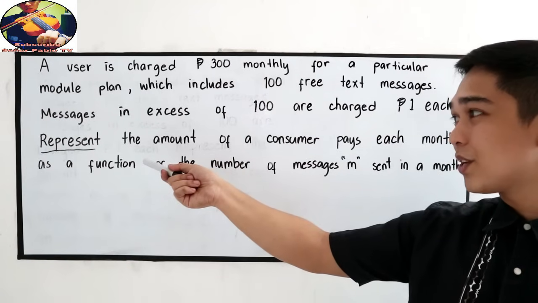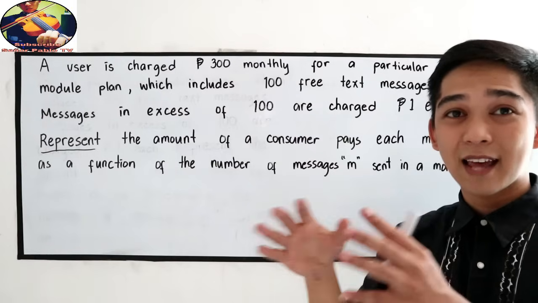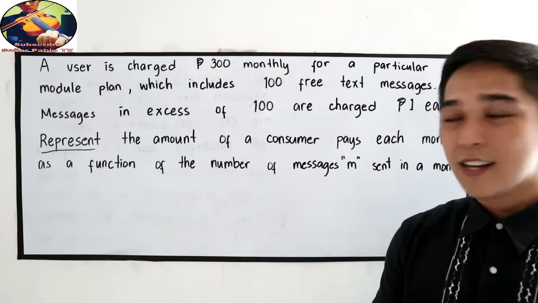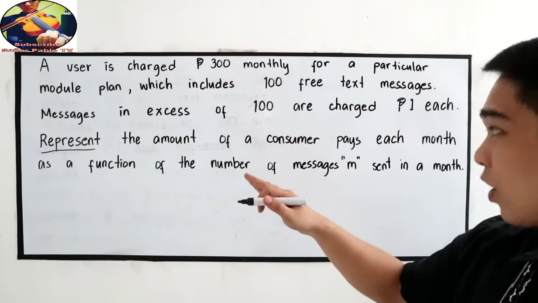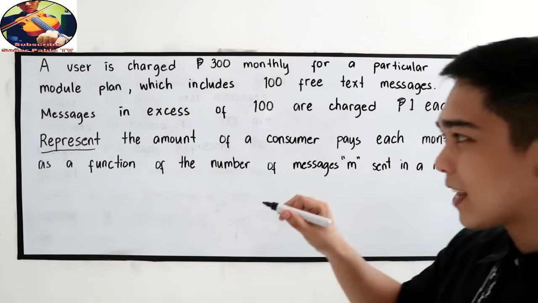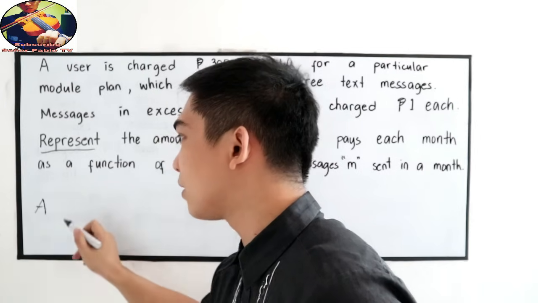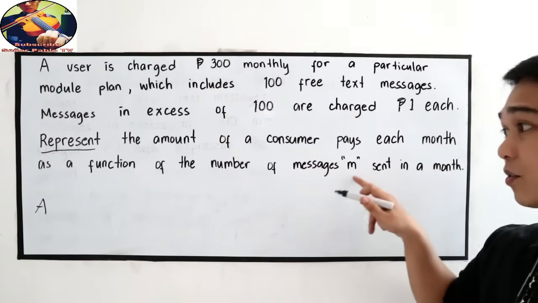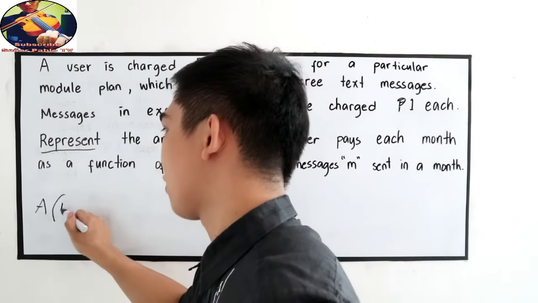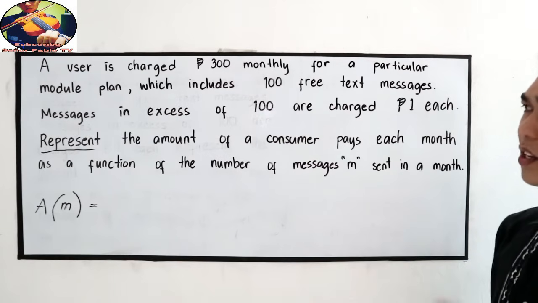Ngayon, ang gagawin ninyo, represent the amount the consumer pays. So, gagawin na natin siyang equation kung ano ba yung kalalabasan niya. Let's say yung amount ay A. Ang messages naman, ang gagamitin natin ay M. So, amount is equal to, kukunin natin ngayon yung condition.